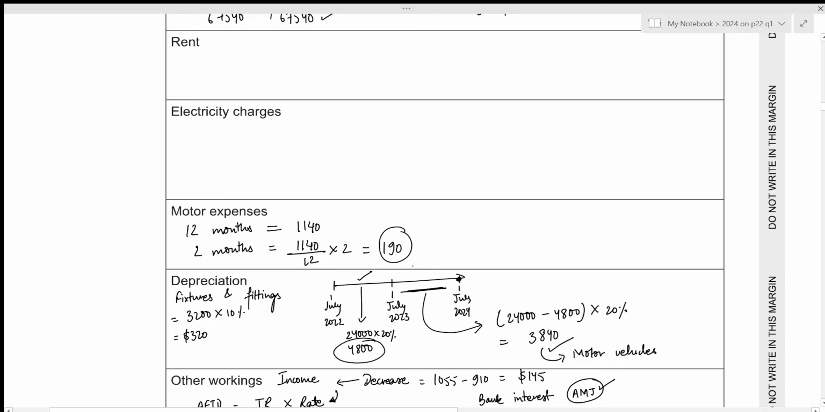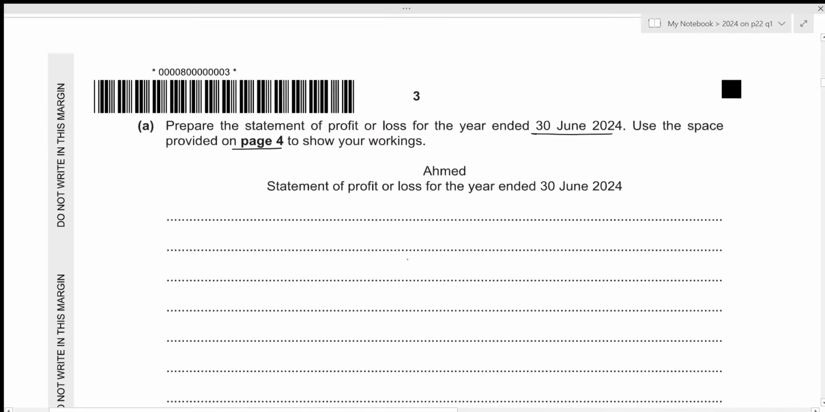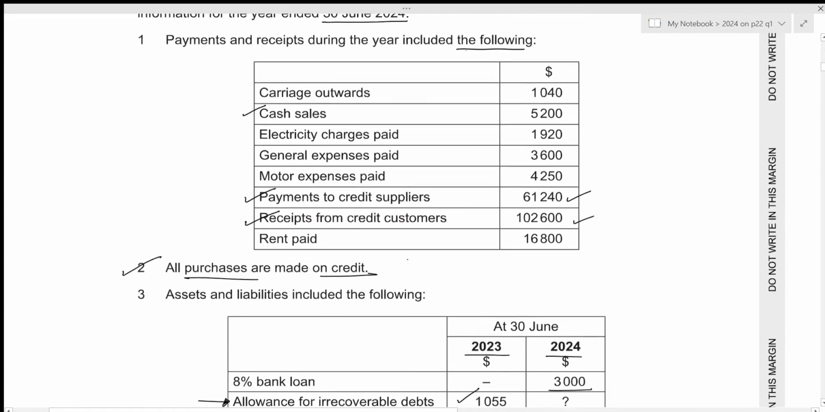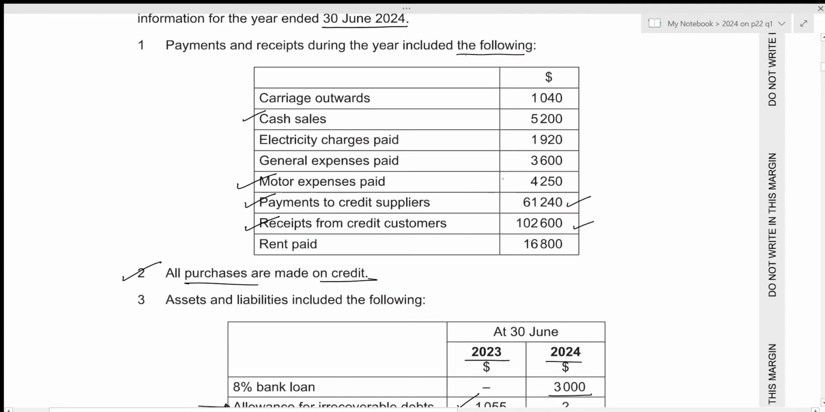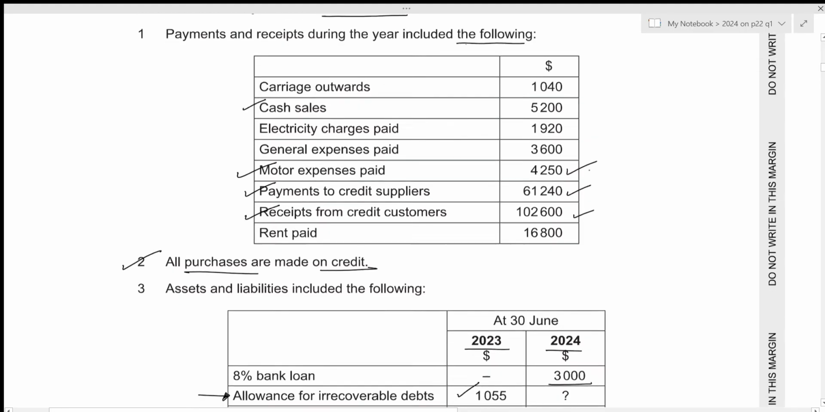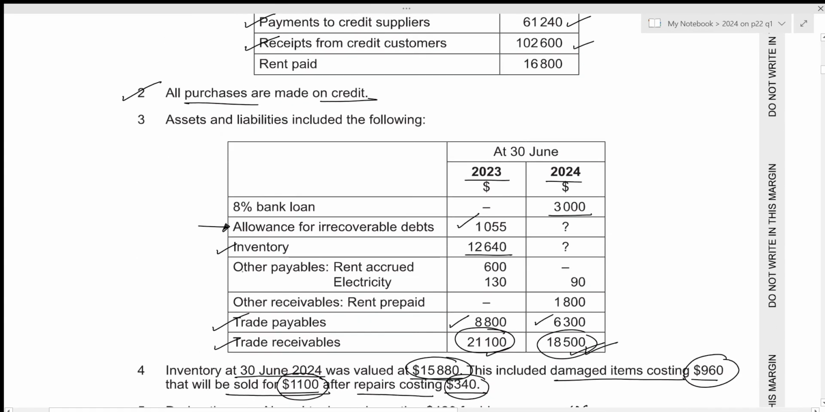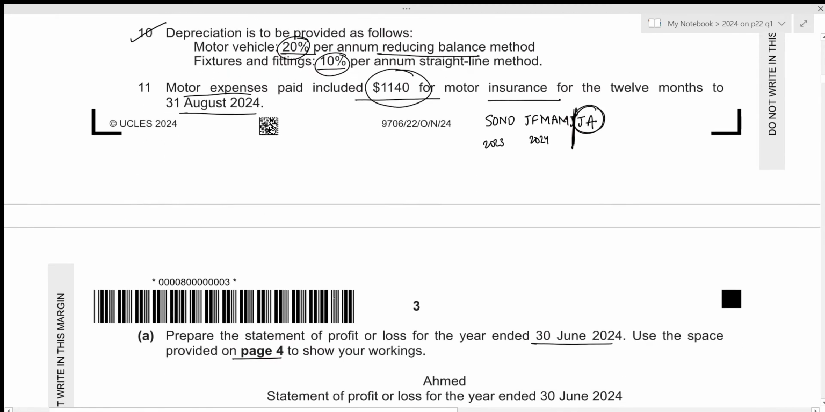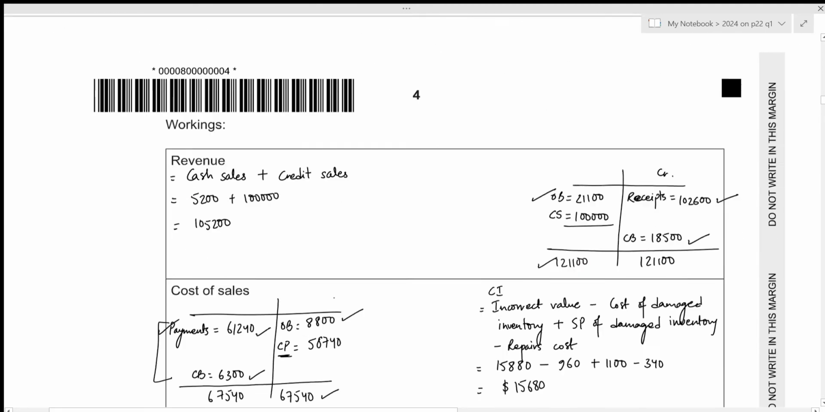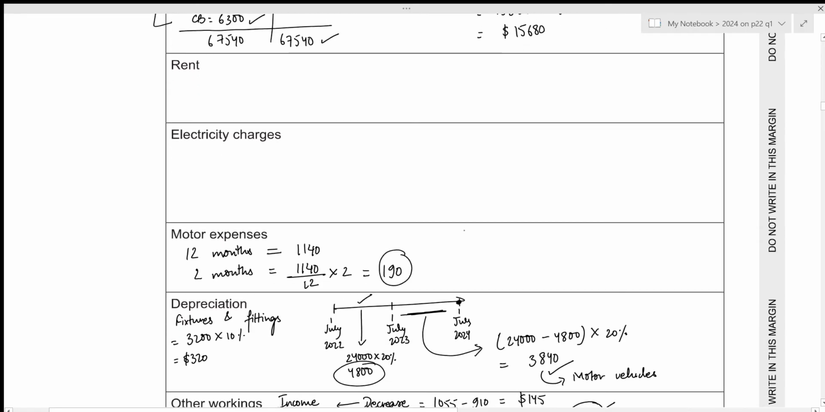So we just need to remove this amount from the amount given for motor expenses. Let's take a look above. So motor expenses paid was 4,250. And we do not have any other adjustments. We only have adjustment for rent and electricity here. So for motor expenses, we just need to remove that amount of 190. That will be 4,250 minus 190. This results in the amount of 4,060.